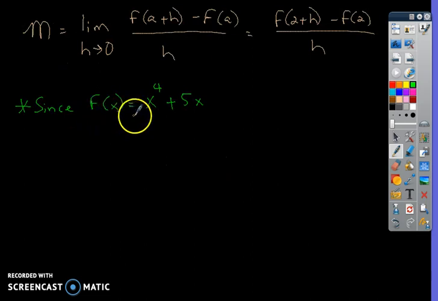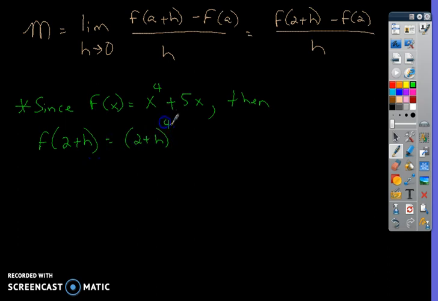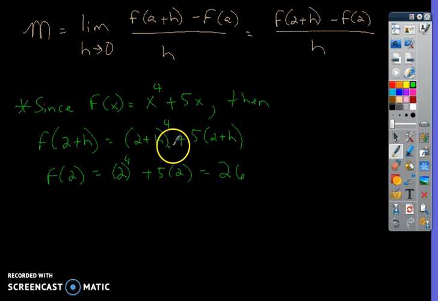Okay, since f of x equals x to the 4th plus 5x, then f of 2 plus h should be 2 plus h to the fourth plus 5 times 2 plus h. And f of 2 apparently is 26. Let's make sure: it should be 2 to the fourth plus 5 times 2. And this is the easy one. That's 16 plus 10, which is definitely 26. This requires a little work.